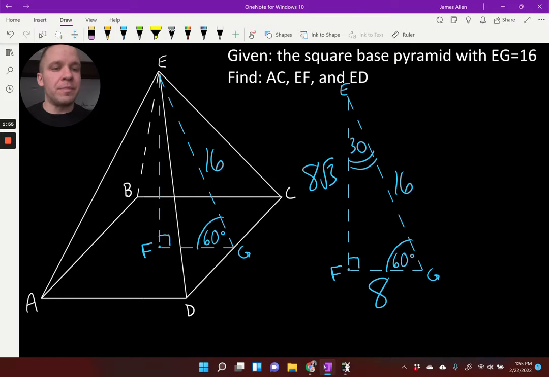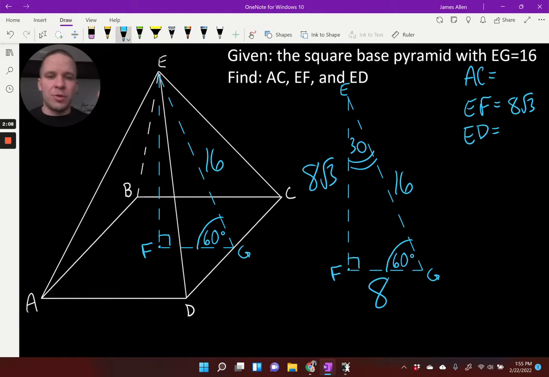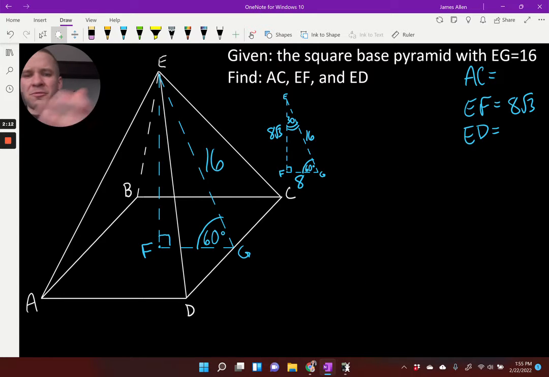How convenient. All right, off to the side here, I'm going to put AC, EF, and then ED. We have our three answers that we want, right? EF, we already know, is 8 root 3. Bingo, bango, done. All right, I'm going to shrink this down, and then we'll see if we can find some other ones. So is there anything we can use from this problem here?